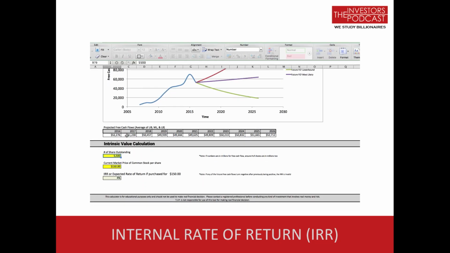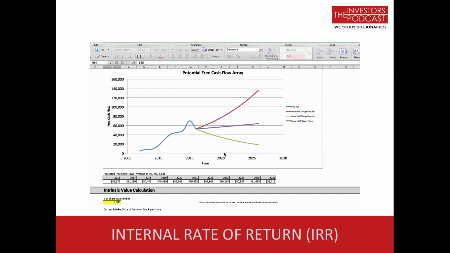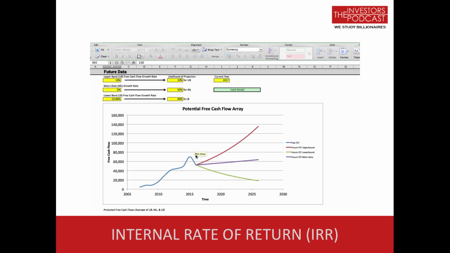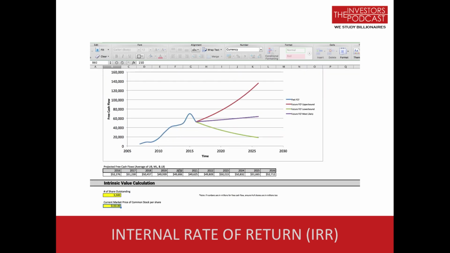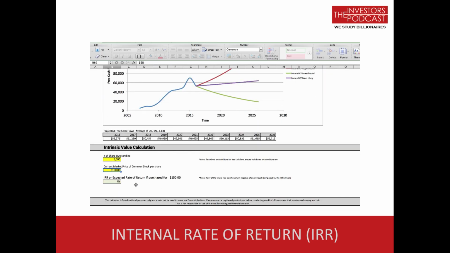You're going to enter the number of shares outstanding, because all these numbers are for the whole company. This is the free cash flow of the entire business. So if you enter the number of shares outstanding today, for Apple it's 5,500 billion shares, and the current market price per share is around $150. Based on those inputs and that free cash flow projection that we made up here, it came up with this estimate of what the future free cash flows might look like, and we have an expected return of 4% if we buy the company at $150.